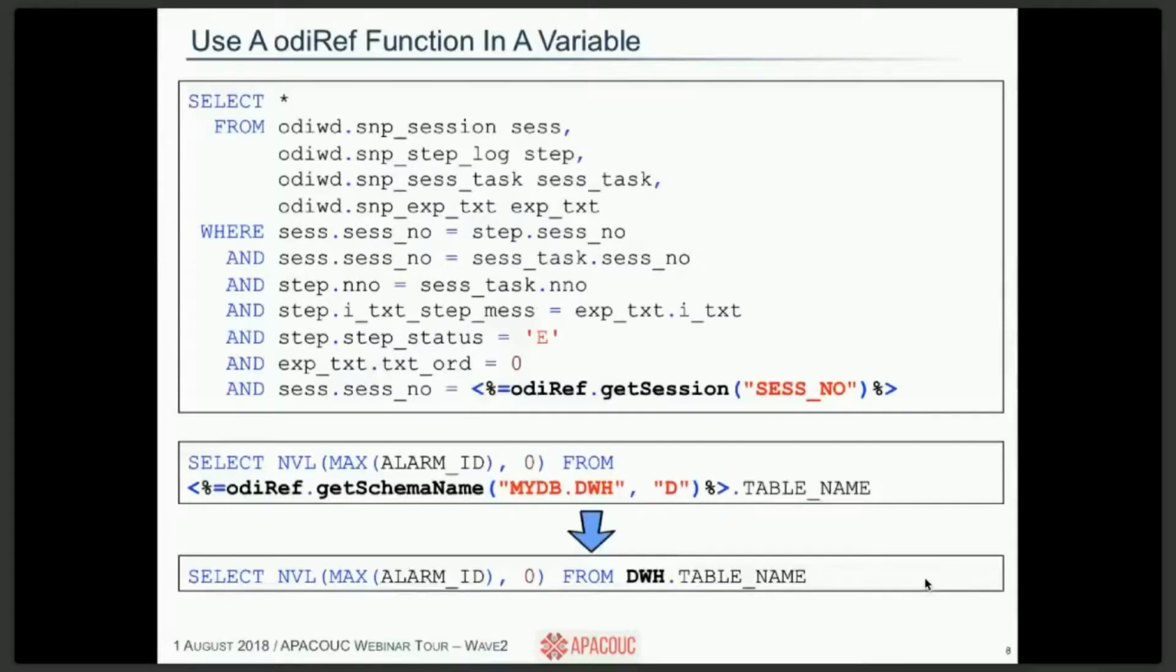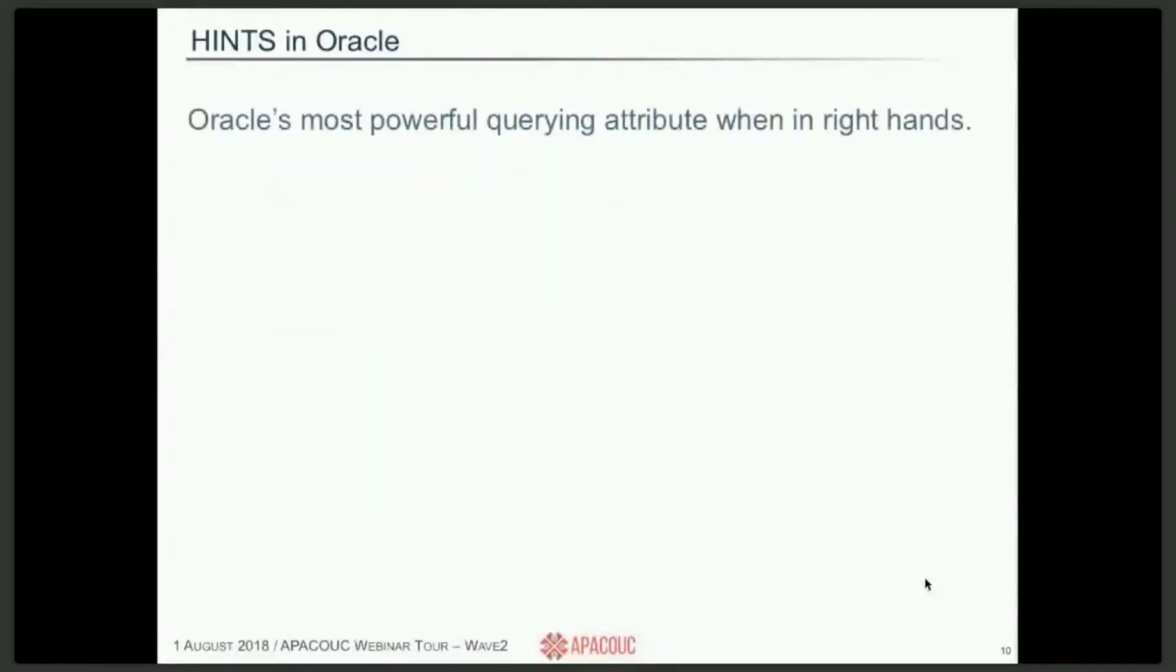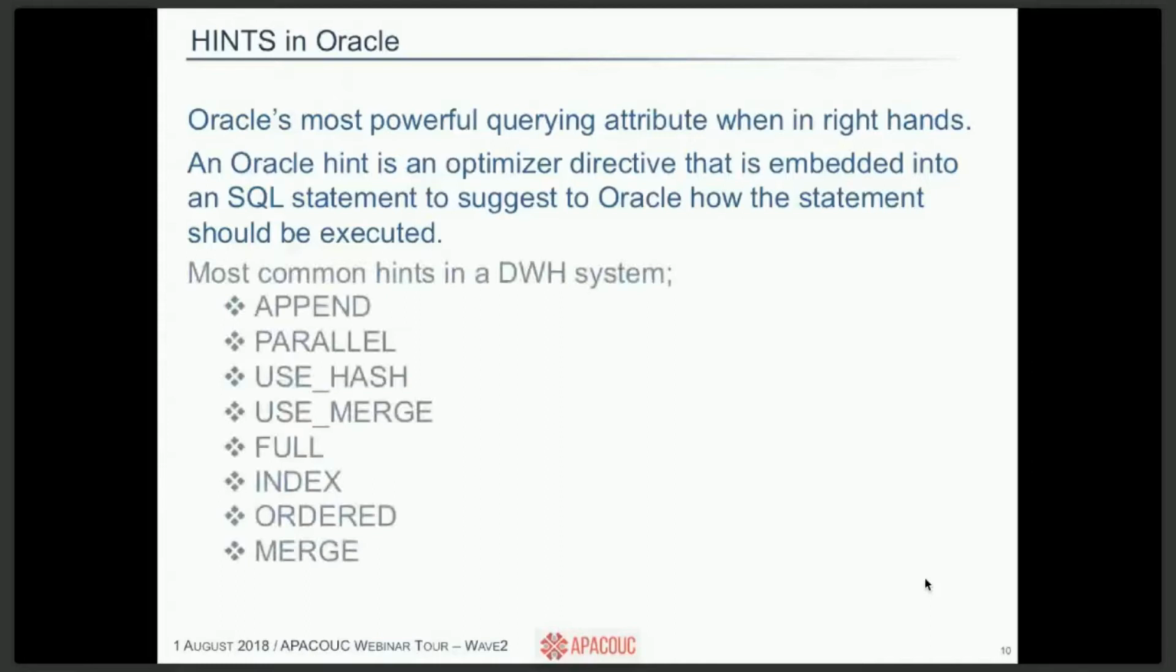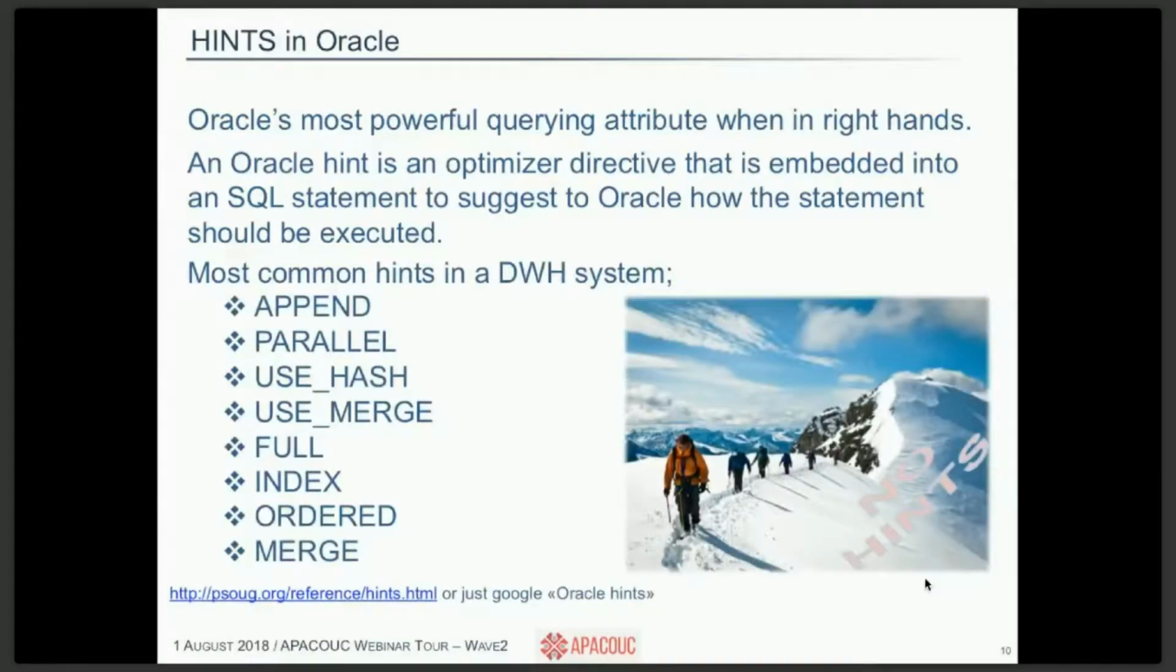So hints are really good when they are used in good hands, and if you know what to do, and if you really need to use hints, hints generally save lives. For a data warehousing environment, the most common hints are generally append, parallel, usage, merge, sometimes full, index, ordered, and merge. So you wish to use hints, but you don't know how to apply them in Oracle Data Integrator. We will talk about 3 different methods to apply hints.